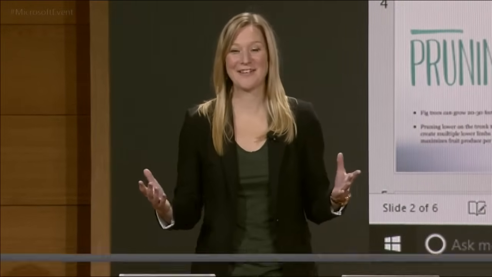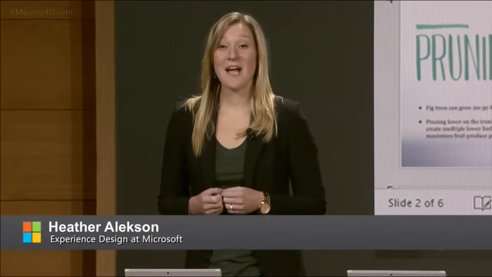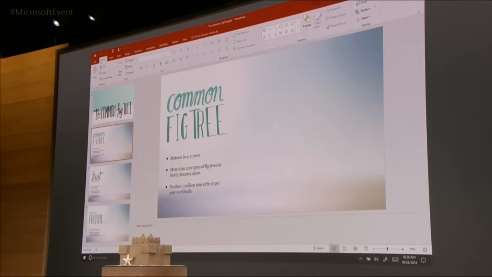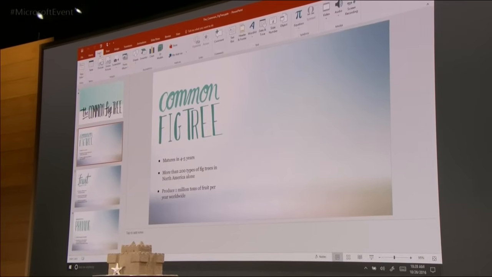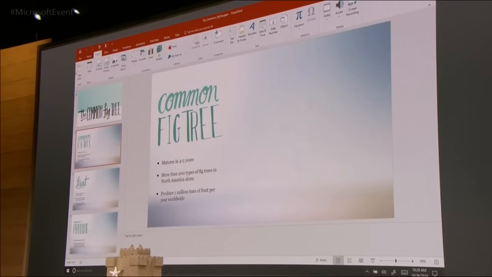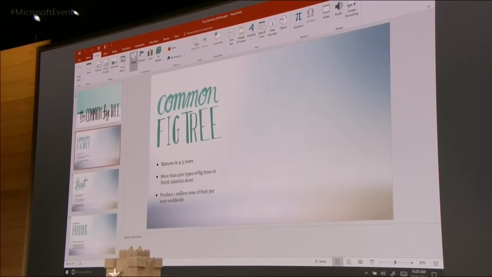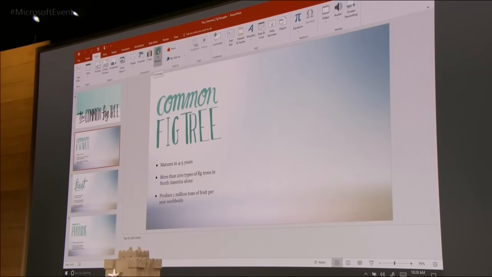Let's jump right into this presentation I've been making about the common fig tree. Now, I've already captured my key points, but now it's time to add some 3D magic to really drive these points home. I'm going to start by inserting a fig tree, the star of my presentation. So to do that, I'm going to click on the Insert tab. Now here you can see all of the things that you'd expect, but we've added a new option to be able to insert a 3D model.